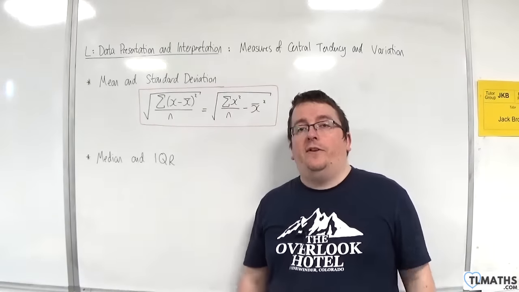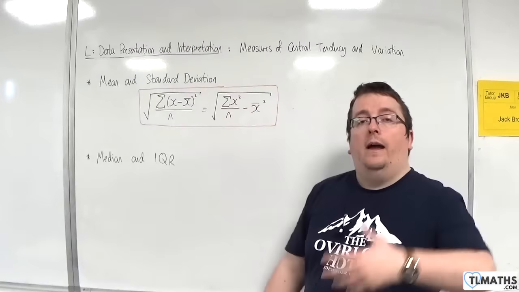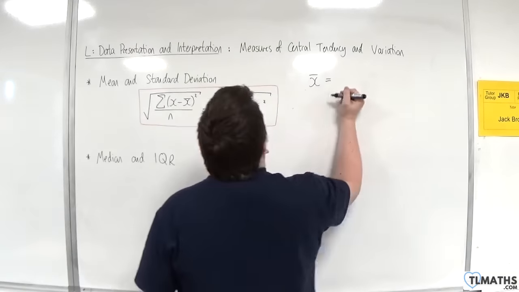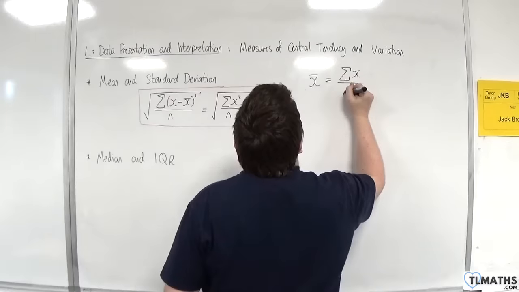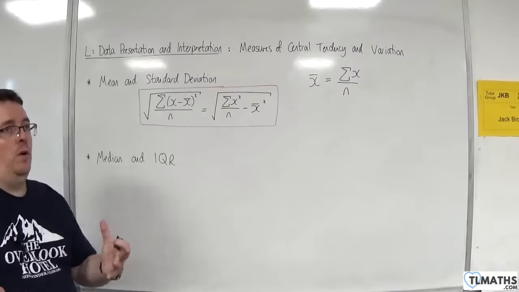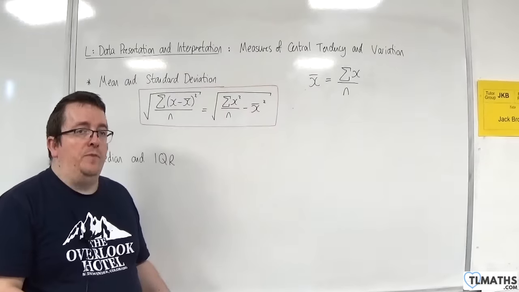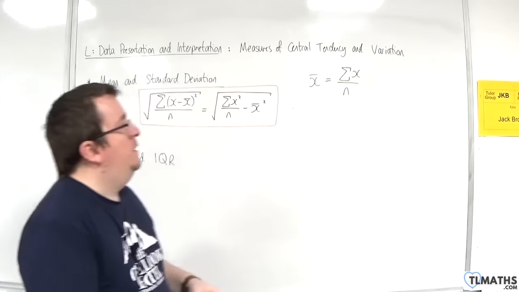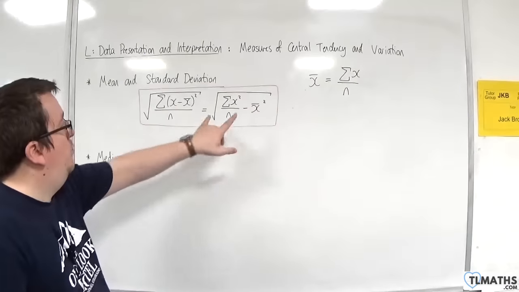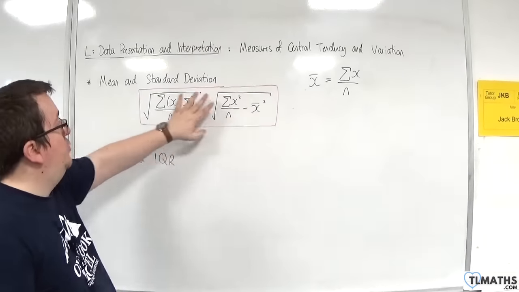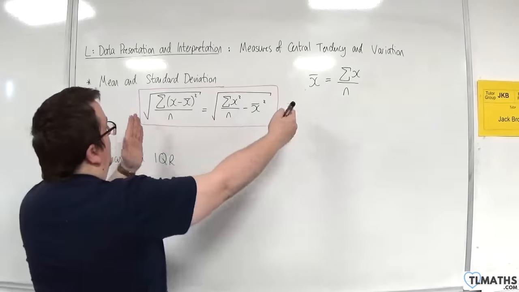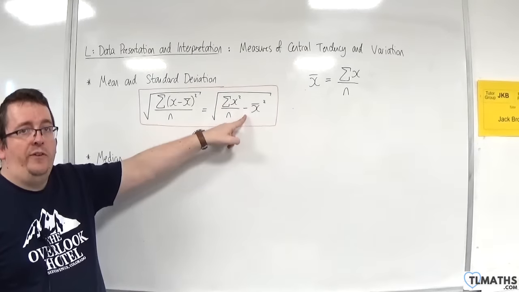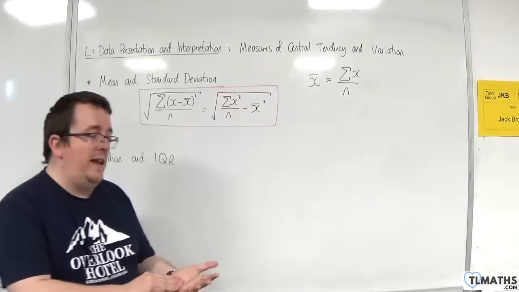So with measures of central tendency and variation, what we mean is the mean and standard deviation and the median and interquartile range. With the mean, you should know that it is represented by x bar, and that is the sum of all your x's divided by how many there are, so sum of x divided by n. If you are given the summary statistics, so n, the sum of x, and the sum of x squared, you should be able to work out the mean, and you should be able to work out the standard deviation. The standard deviation formula is given to you in the AQA formula booklet, both versions. This one we don't use that often. It's superseded by this, which can be used with the summary statistics. You should be able to work out the mean and standard deviation straight on your calculator.